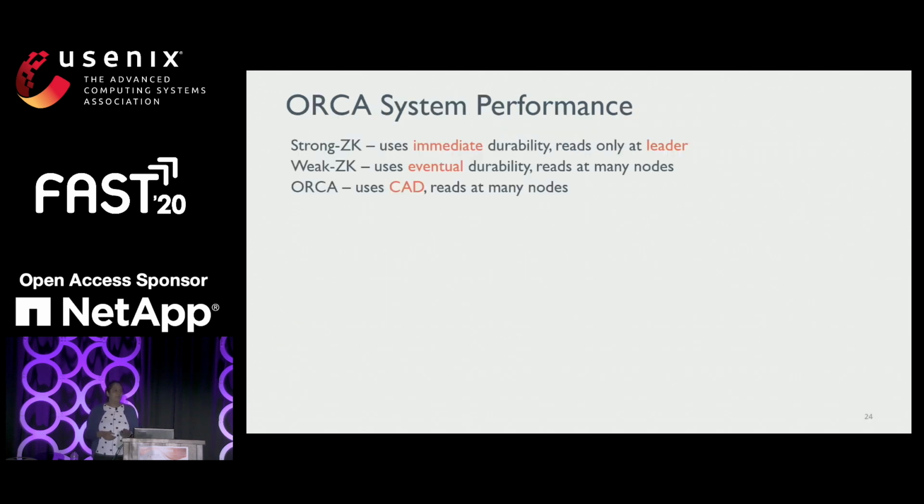Now we compare the performance of our system ORCA against two configurations of ZooKeeper. First is a strongly consistent version of ZooKeeper that provides strong guarantees because it uses immediate durability and writes are restricted to a single node. And then we compare ORCA against a weakly consistent ZooKeeper that provides weak guarantees, and it uses eventual durability and it allows reads at all nodes. ORCA uses CAD and it also allows reads at all nodes.